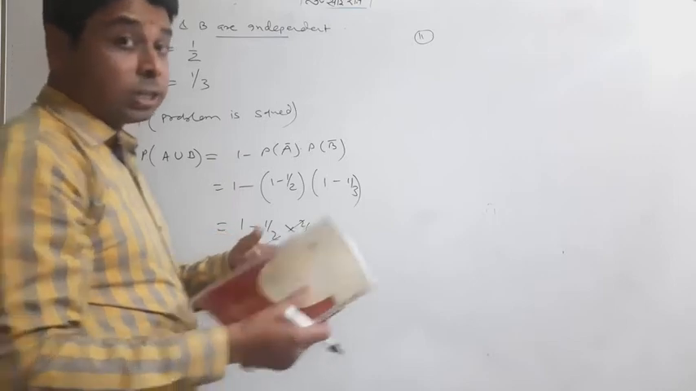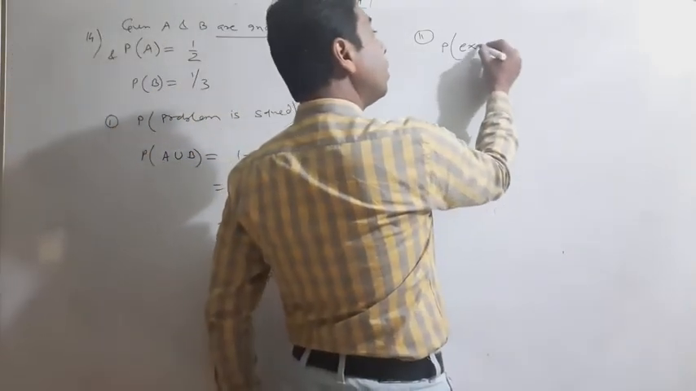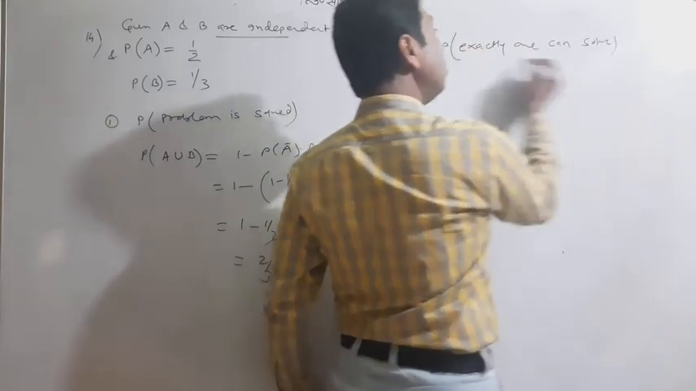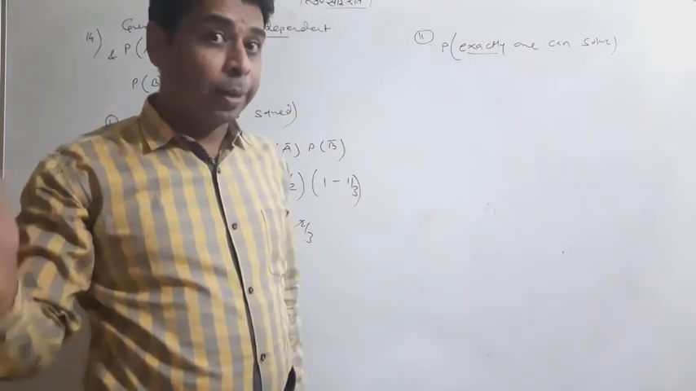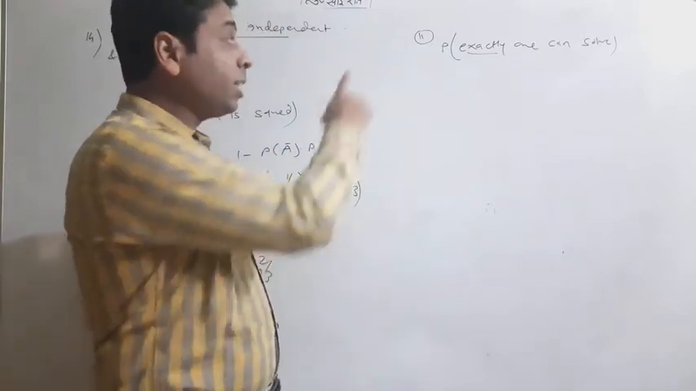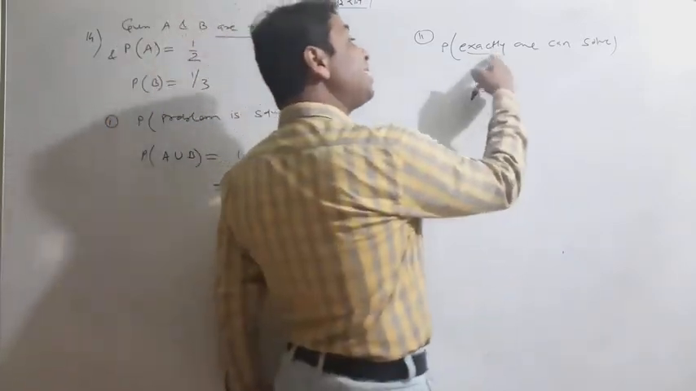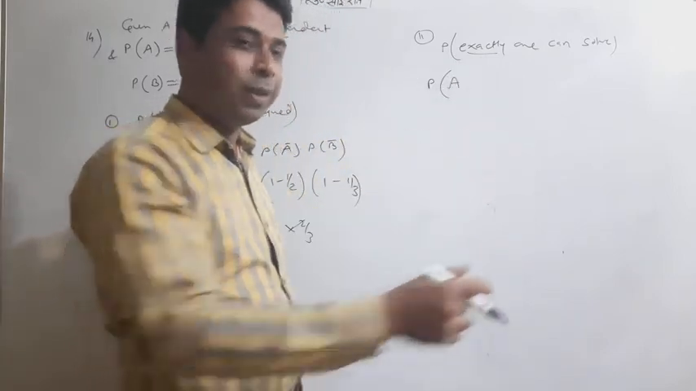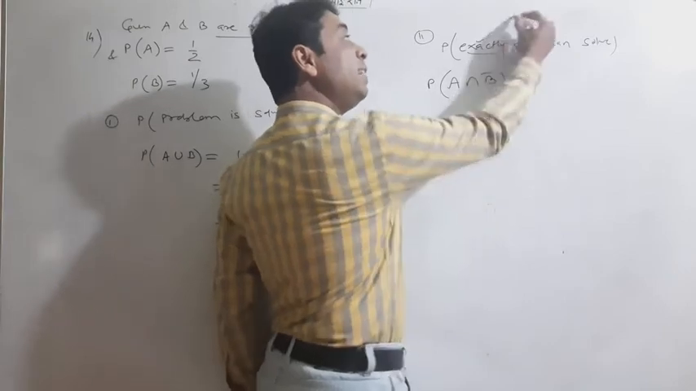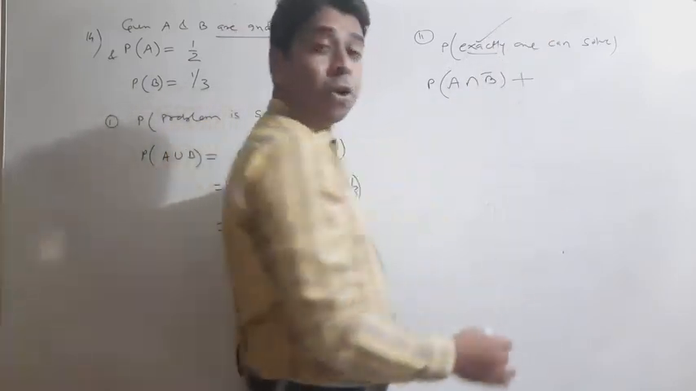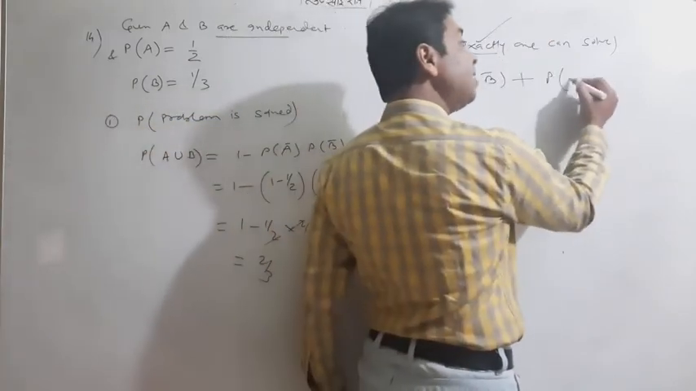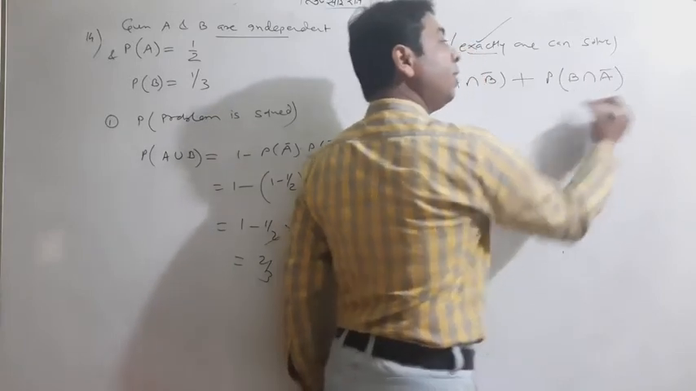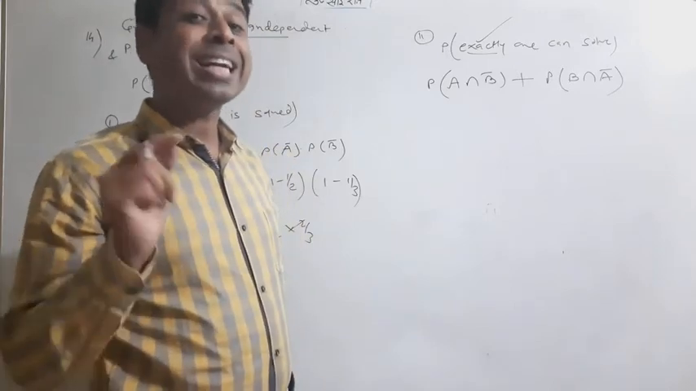Exactly one of them can solve the problem. Okay, the question says exactly one can solve. What is the meaning of exactly one can solve? Not either A or B or both, that was the previous one; this is a different one. Probability of exactly one can solve means if A can solve, the first student is solving, B cannot solve, exactly one, or meaning plus, if B can solve, A cannot solve. Exactly one can solve.